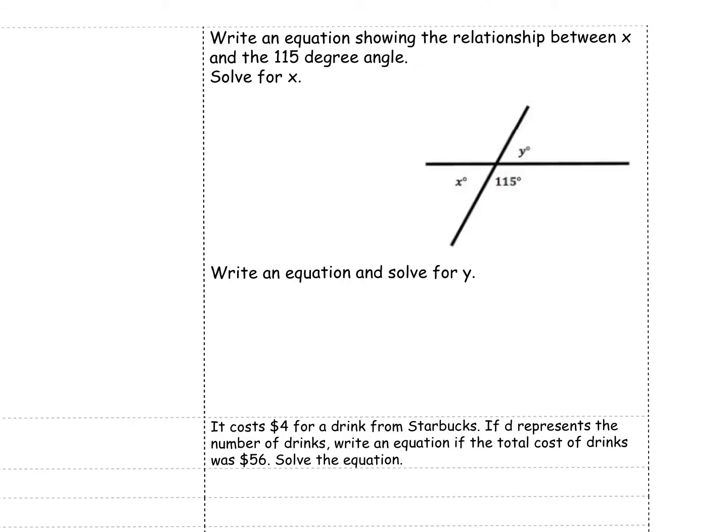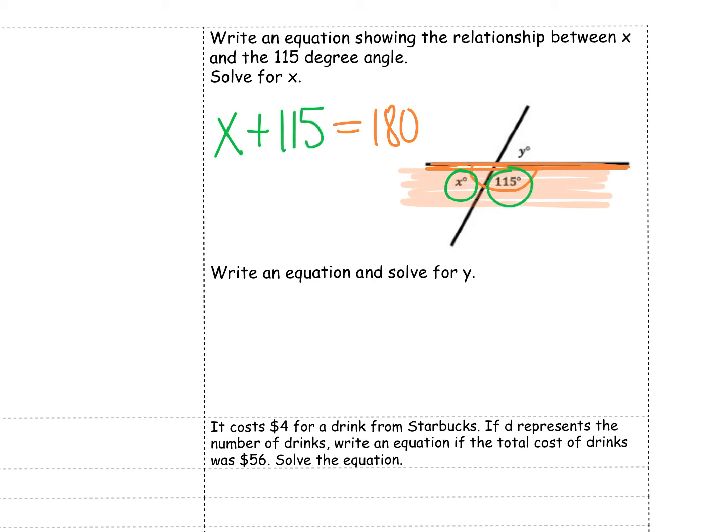For this next problem, we need to write an equation showing our relationship between x and the 115-degree angle. So I'm trying to figure out what is the relationship going on with these two angles. And you can kind of see that when I highlighted them, they make a straight line. So these two angles make that straight line, which I know is going to equal 180 degrees. So I have to take my first angle, which is x, and I'm going to add it to my second angle of 115 and set that equal to 180. I have my equation. Now I need to go ahead and solve for x.